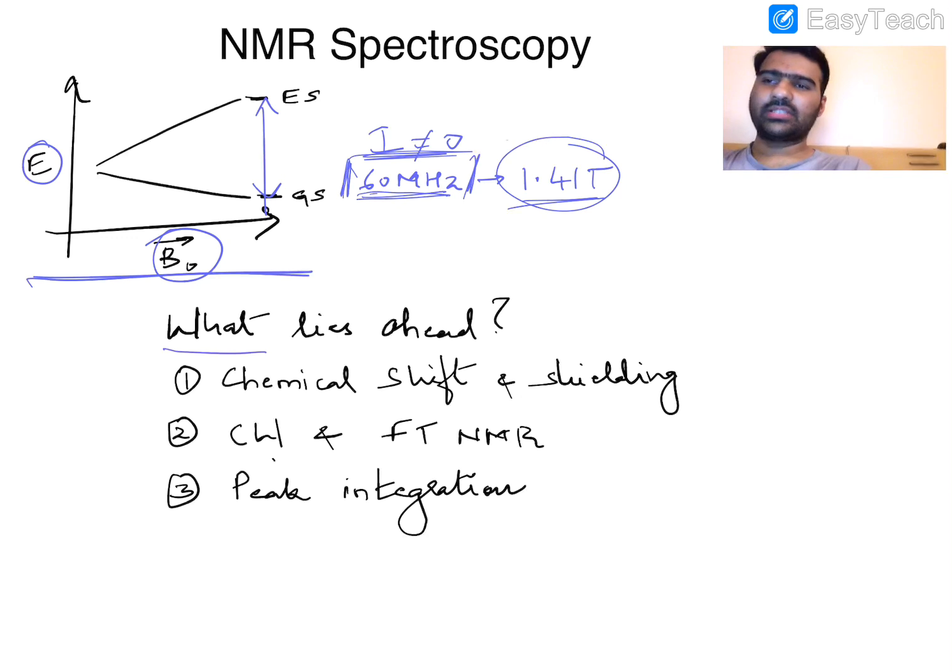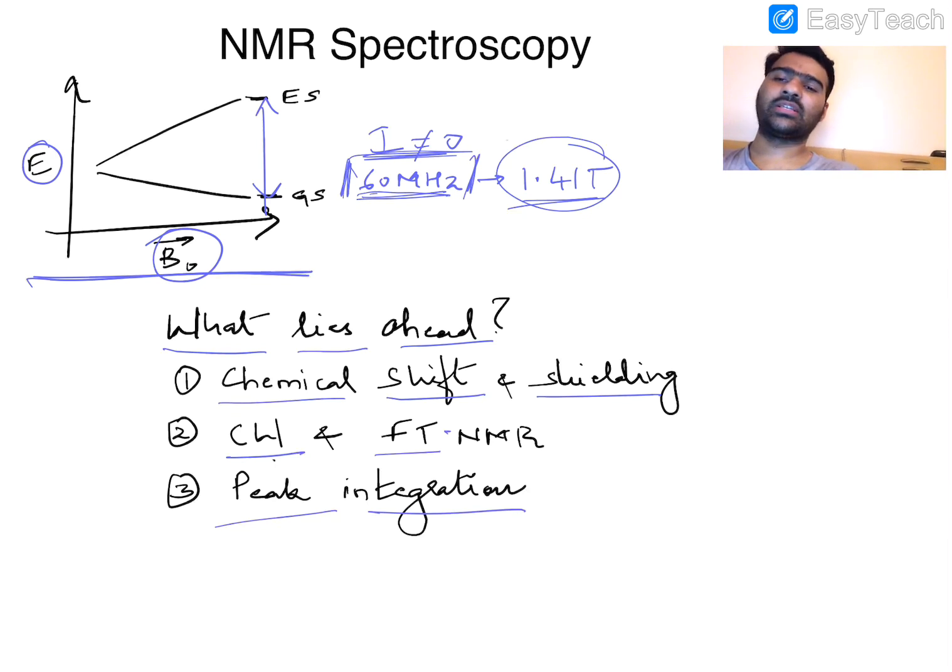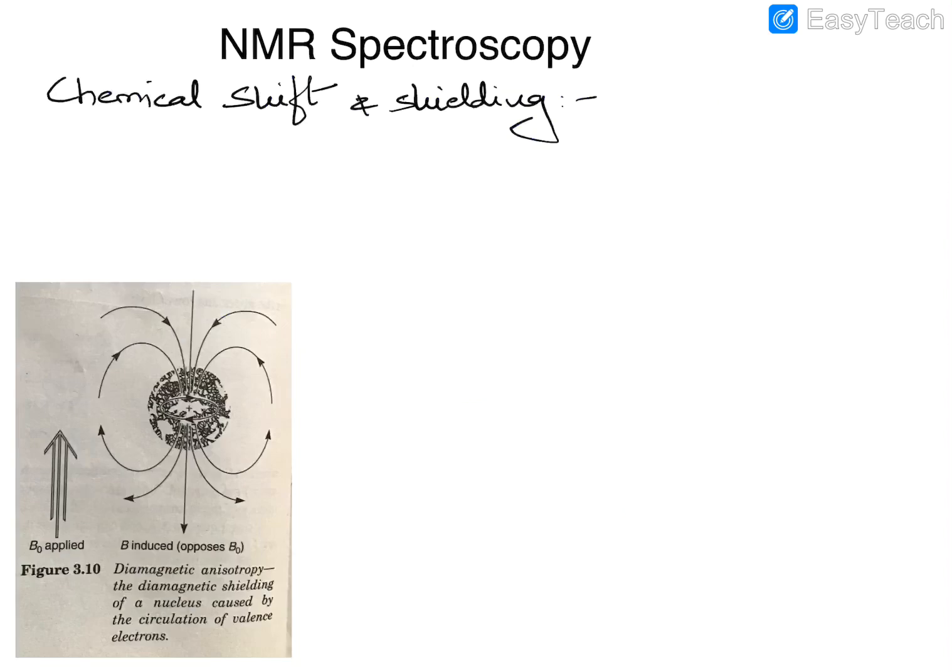So what we'll be discussing in this particular video is the concept of chemical shift and shielding, which is one of the most fundamental things to understand so as to be able to make sense of NMR spectra. We'll then be progressing on to different types of spectrometers, and two of them we'll be discussing in this video, which is continuous wave and Fourier transform NMR. And towards the end of this video, we'll be looking at a concept called peak integration and how it helps us in interpreting an NMR spectrum, which is most commonly the proton NMR spectrum that uses peak integration.